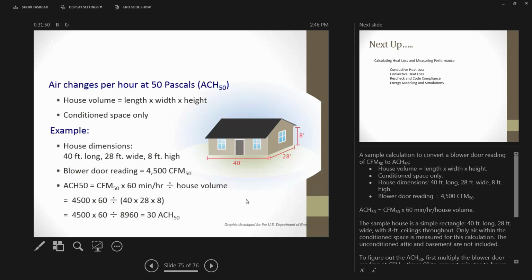So we calculate our dimension or our volume inside, 40 by 28 by 8, which is 8,960. So we're at 8,960 cubic feet inside the house. We have a blower door reading of about 4,500 cubic feet per minute at 50 pascals.